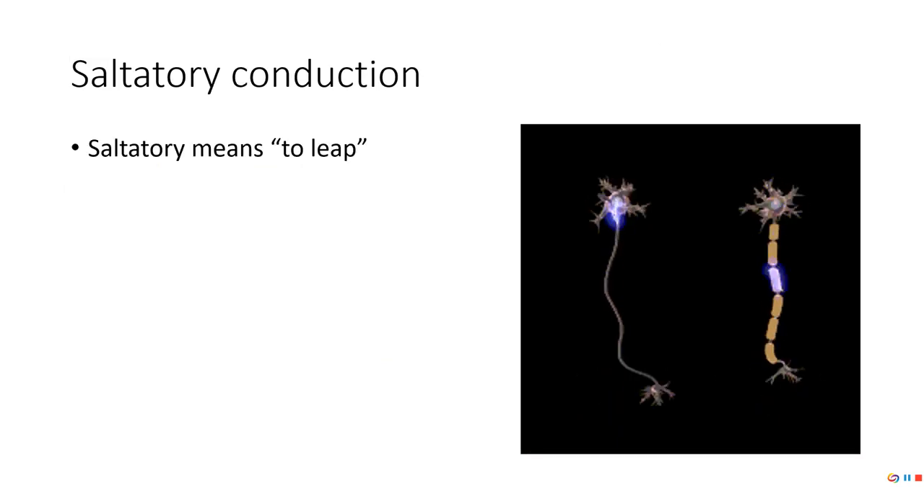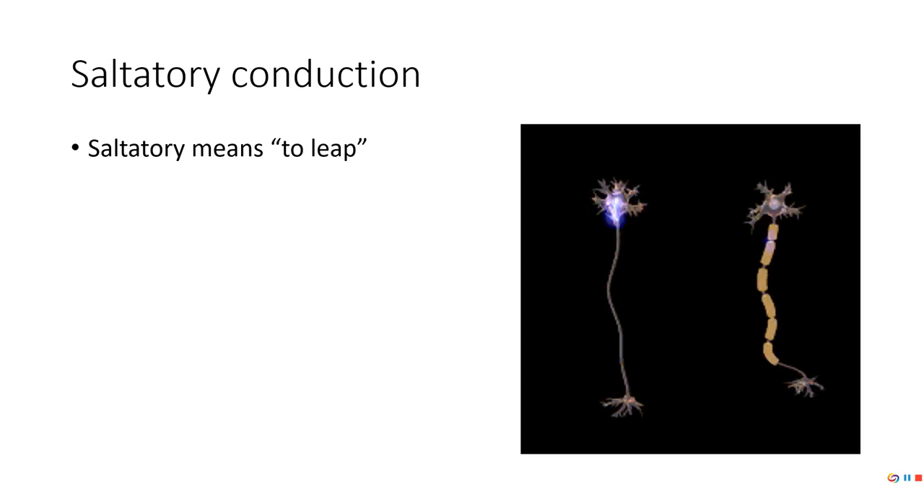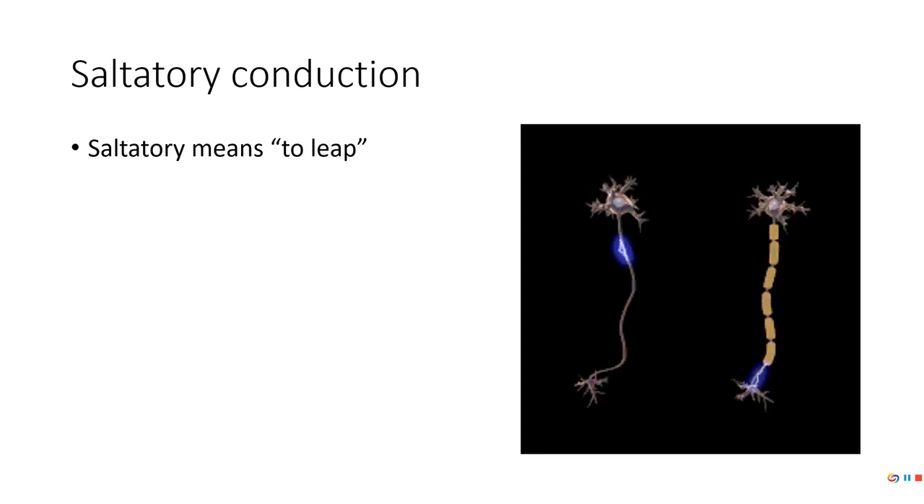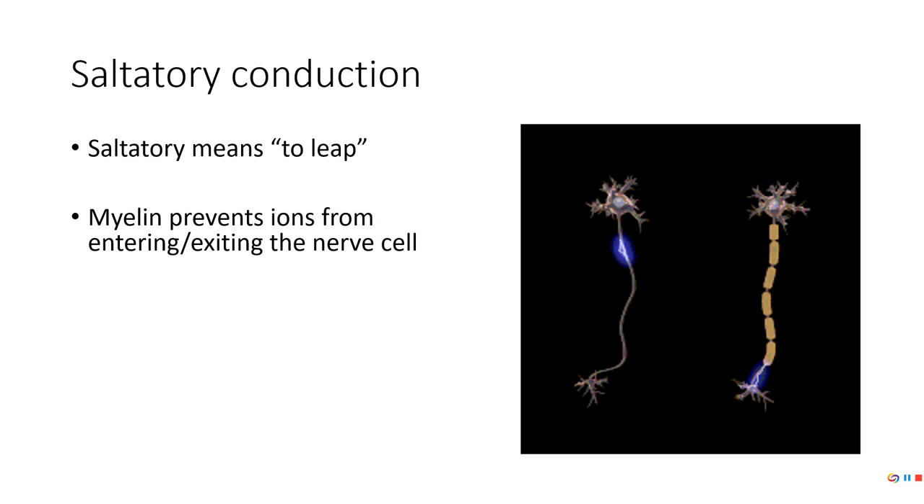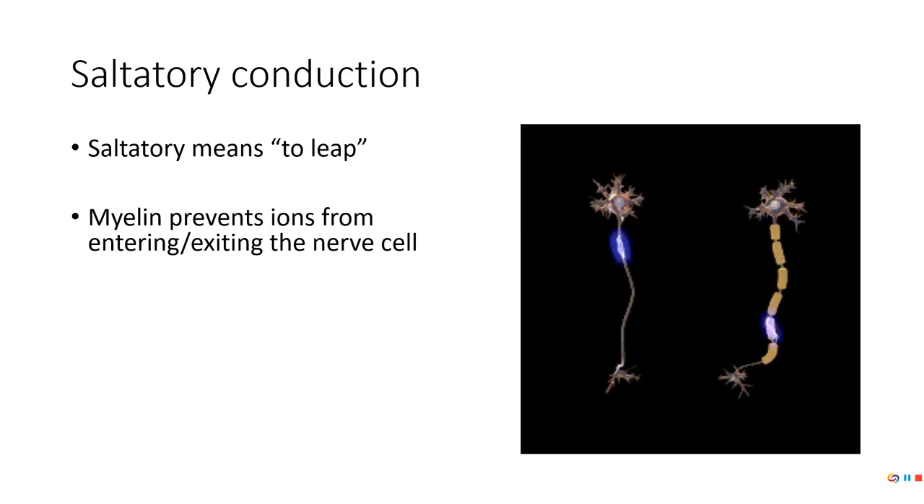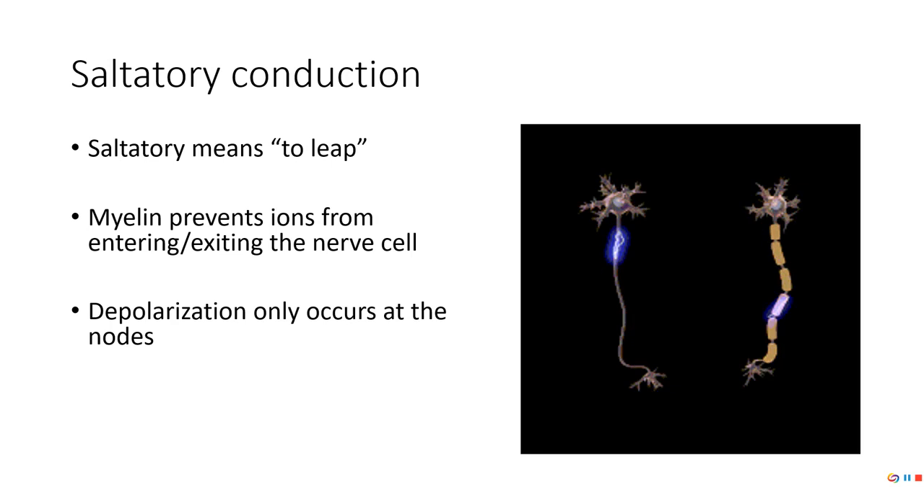Now, saltatory means to leap. The action potential leaps or jumps because the myelin reduces the areas where ions can move. This means that depolarization only needs to occur at the nodes, which is where voltage-gated channels are located.